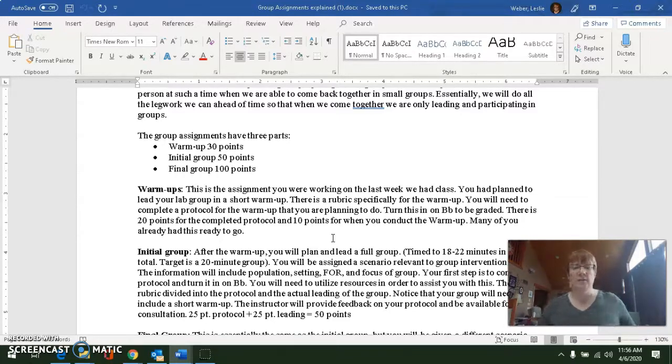And once you have this general idea of what you might do, then you're going to go to the protocol, and we'll do that next.